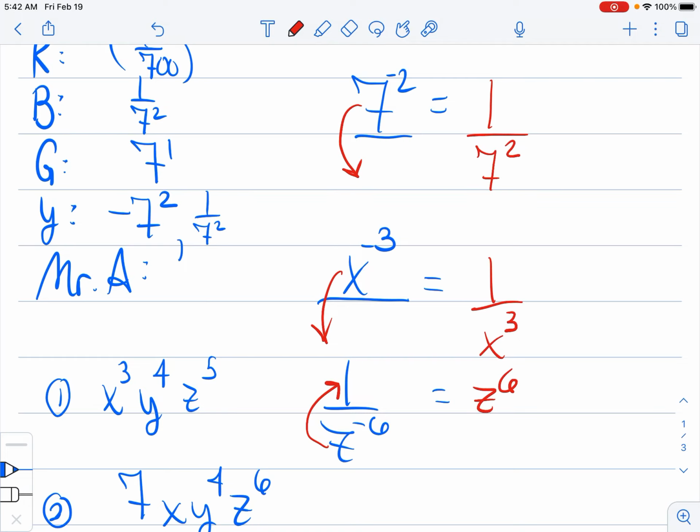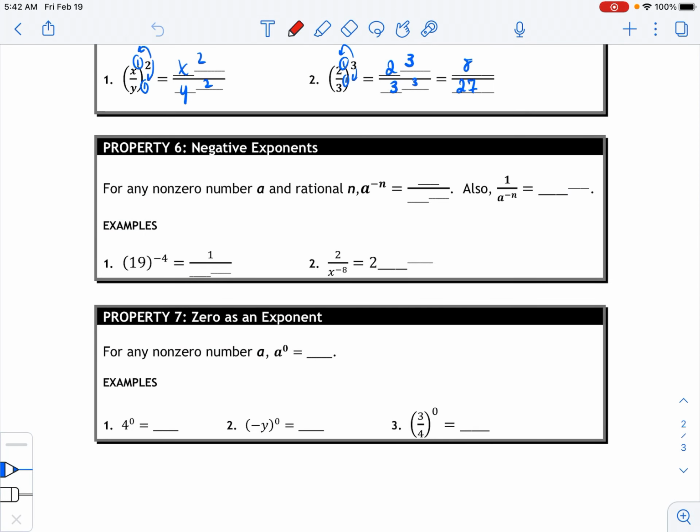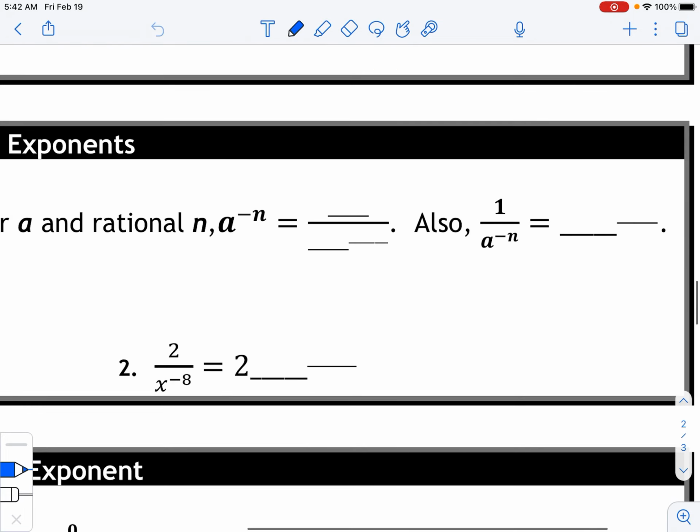So I'm going to go back to our property notes right here and fill these in one more time so you can understand how these all get filled in. So we're going to start with property 6. So just as we just showed, a to the negative n power would be 1 over a to the n power. And similarly, 1 over a to the negative n power would be a to the positive n power.